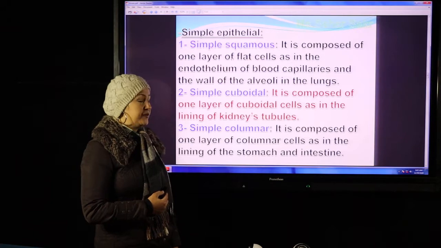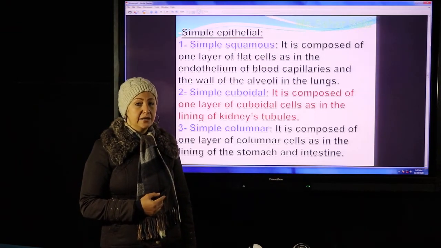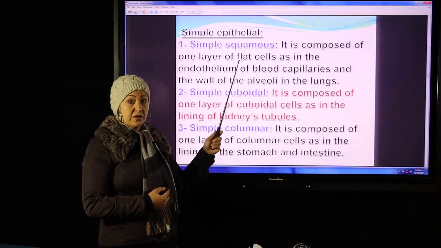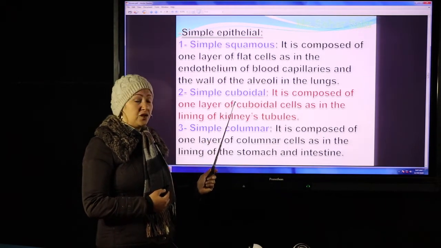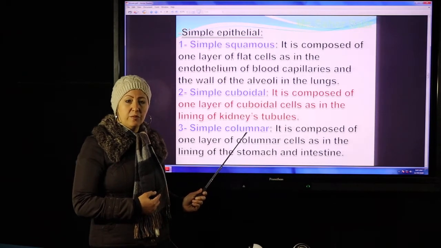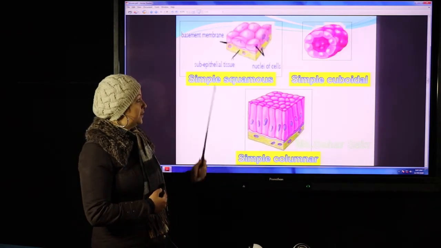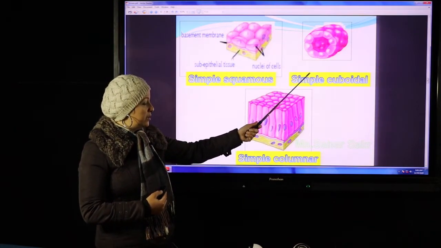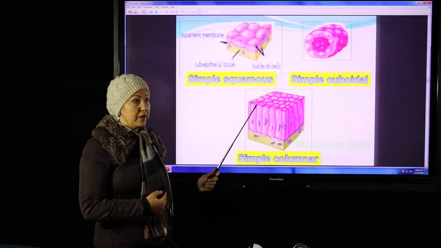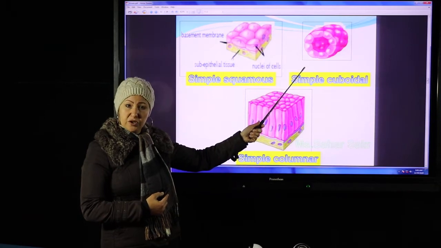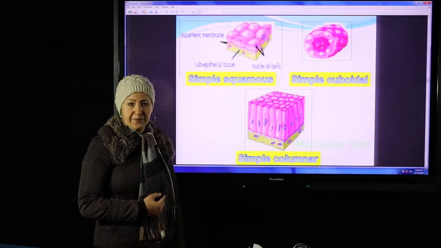So these are the 3 types of simple epithelial tissues, and I said that the simple epithelial tissues are 3 types according to the shape of the cells. The first type is flat shape, which is simple squamous. Second type is cuboidal shape, which is simple cuboidal. Third type is columnar shape, which is simple columnar, okay? These are the shapes of the simple squamous, simple cuboidal, and simple columnar. If you look at the shape of the cell, you will find that the squamous is flat, the cuboidal is cuboid shape, and the columnar is columnar shape, okay?